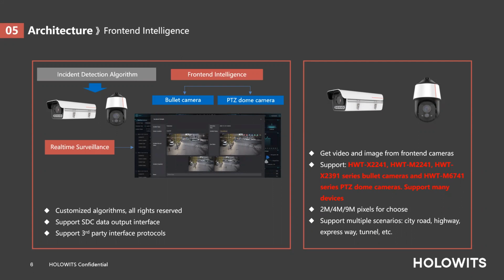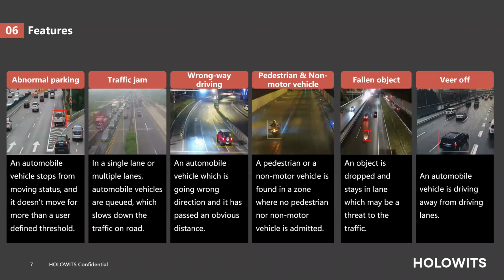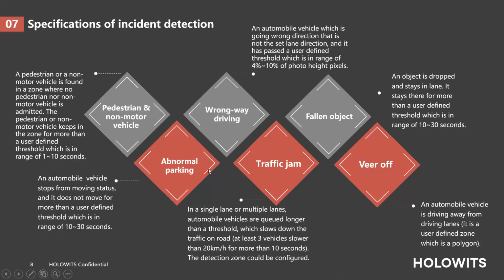So I will introduce that later in the protocol documents. So these are the main features in the ATID algorithms. The first is abnormal parking: an automobile vehicle stops from a moving status and doesn't move for more than a user-defined threshold. What does a user-defined threshold mean? I will introduce it later. You can define it, for abnormal parking, in a range from 10 seconds to 30 seconds. That is up to you.